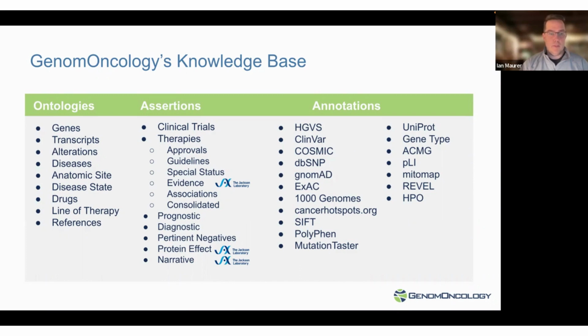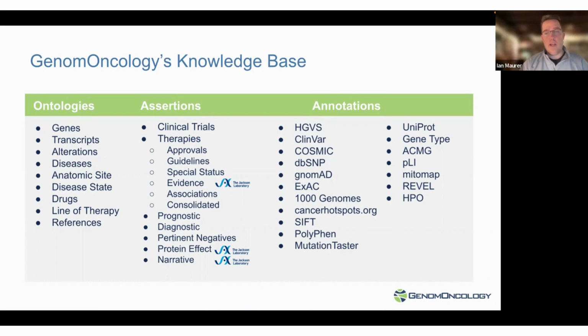These assertions are statements of fact at the intersection of one or more concepts to then declare the eligibility of a patient for a given clinical trial, a therapy either approved by the FDA or specified as part of NCCN guidelines. We also have special statuses, prognostic rules, and diagnostic rules. It's a rules-based engine that generates recommendations that can be used for a variety of use cases.